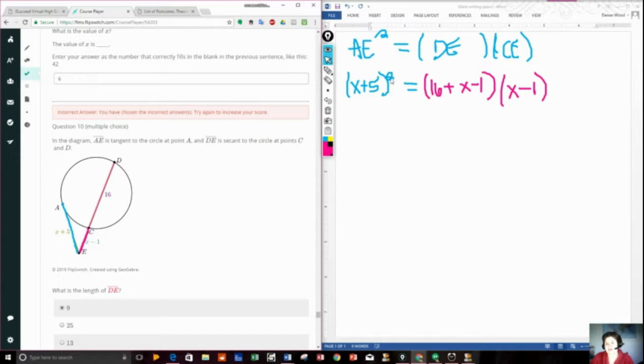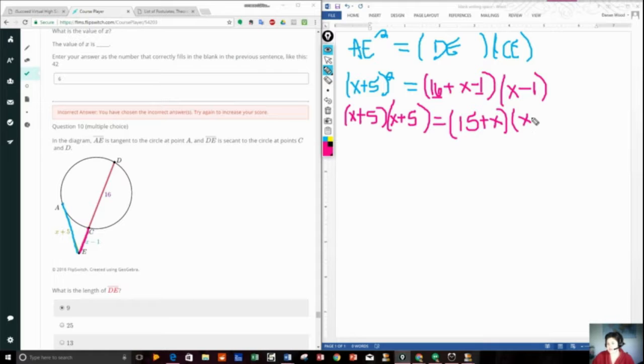So we have x plus 5 squared equals 16 plus x minus 1 times x minus 1. So let's simplify on both sides. X plus 5 squared is x plus 5 times x plus 5. That's going to equal, inside this parentheses I have a 16 and a minus 1. So 16 minus 1 is going to give me a 15 plus x. Then x minus 1 inside that parenthesis does not have any like terms, so it stays as x minus 1. So now we need to distribute.